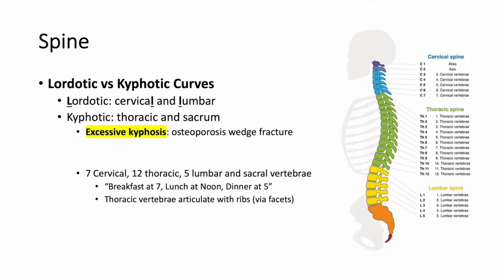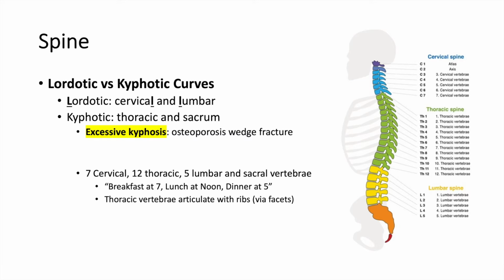Now, throughout my PowerPoint, you'll see that I've highlighted certain things. Either it's of clinical importance, or I just find that it's high yield to know. So, kyphotic in my thorax and sacrum. Excessive kyphosis is usually due to osteoporosis, wedge fractures, and that's found mostly in elderly women.